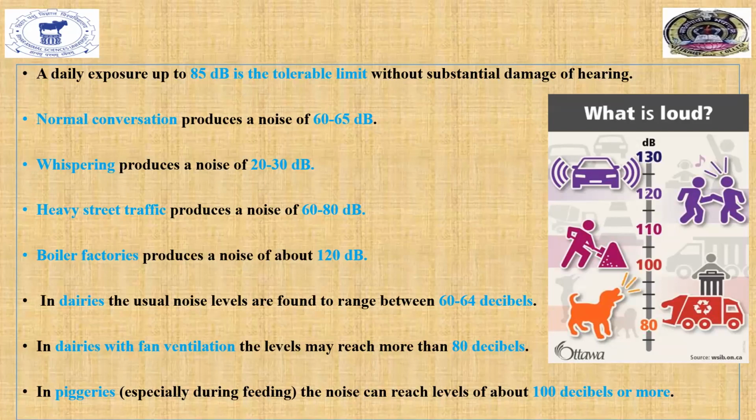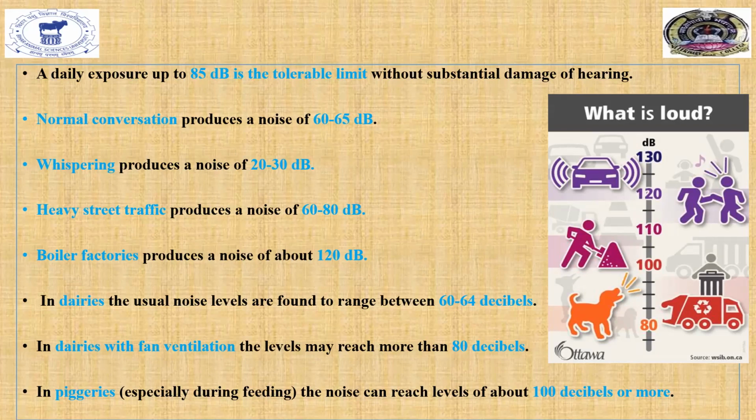Now for our normal conversation, when we talk to each other, we produce a noise level of about 60 to 65 decibel. Whispering, I think all of you know, that is फुसफुसाना, एक दूसरे के कान में जो बात करते हैं, that also produces a noise level of 20 to 30 decibels. Heavy traffic or street traffic produces 60 to 80 decibels of noise. Boiler factories, that is again 120 decibel. Dairies 60 to 64 decibels.